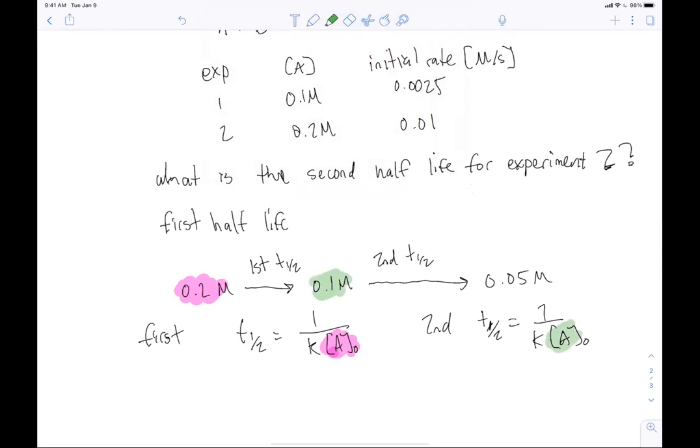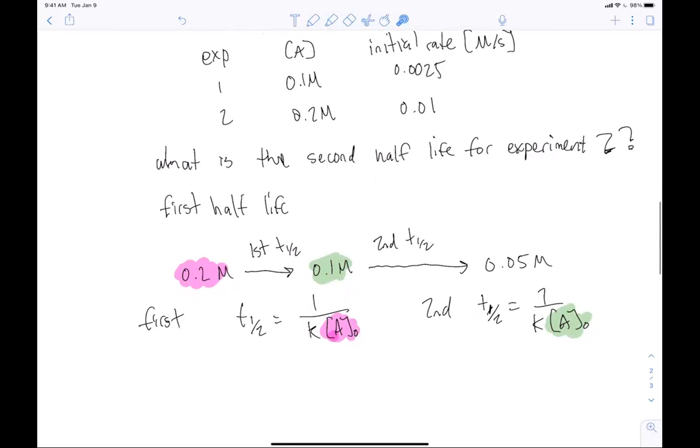your initial concentration changes. So what this equation tells us is, given a certain concentration, how long does it take for me to have that concentration? When I'm trying to figure out the first half-life, I'm at 0.2 molar, so I'm trying to figure out how long it takes 0.2 molar to go to 0.1 molar. So I plug in A sub O equal to 0.2 molar. In the second half-life, now I'm asking how long does it take 0.1 molar to decompose to 0.05? And so I plug in 0.1 for A sub O. That's how you calculate the different T1 halves.